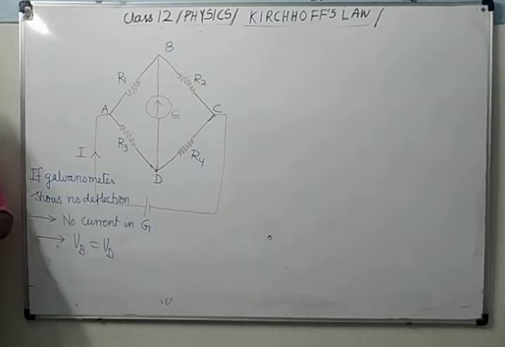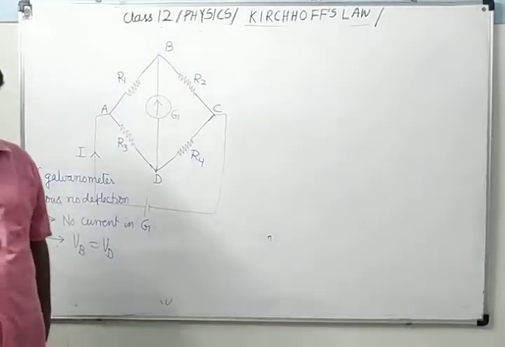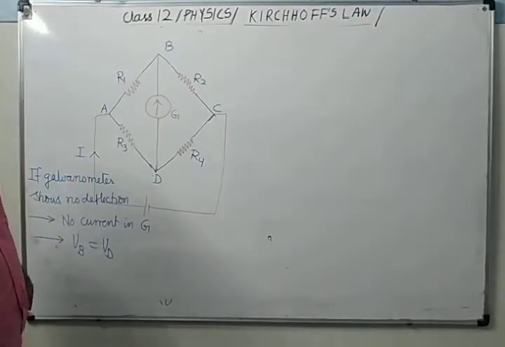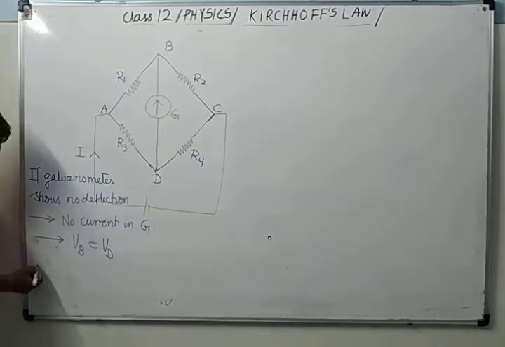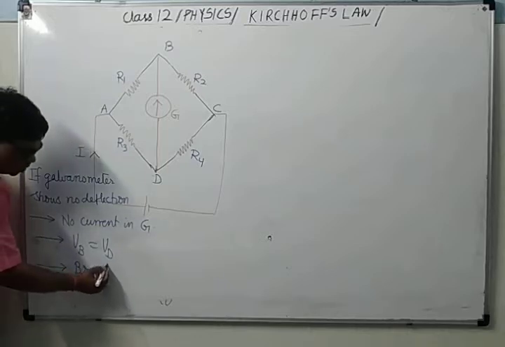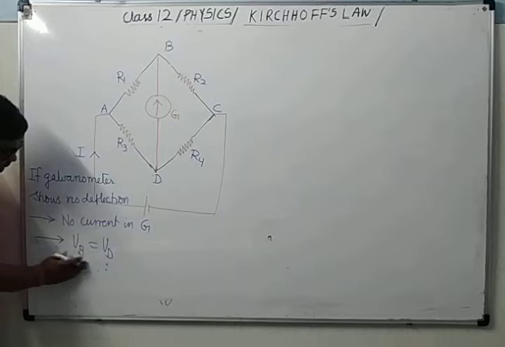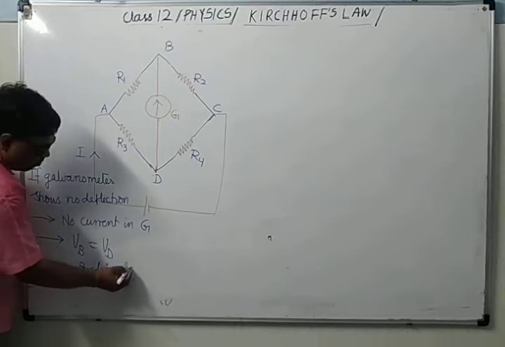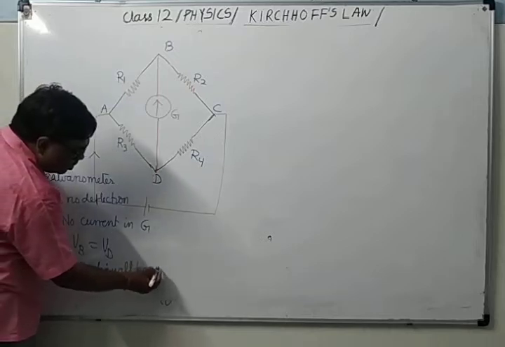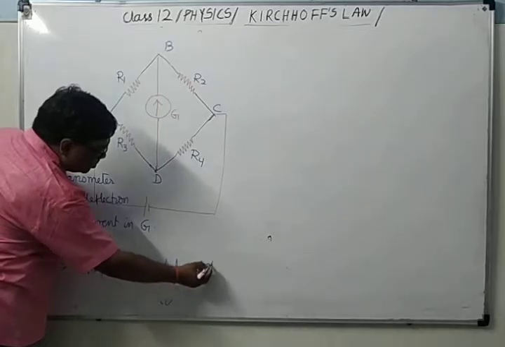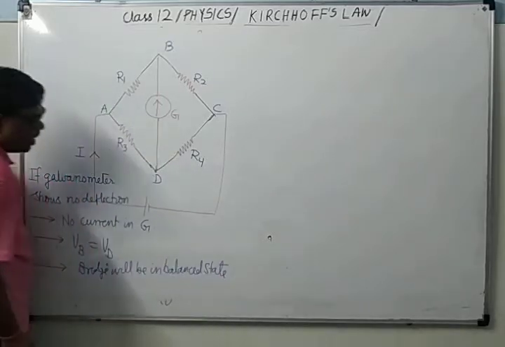Because if there were a potential difference, what would happen? Current would flow. But since no current is flowing here, these two points have the same potential. Is it clear? And when this happens, the bridge will be in the balanced state. It will be in the balanced state.